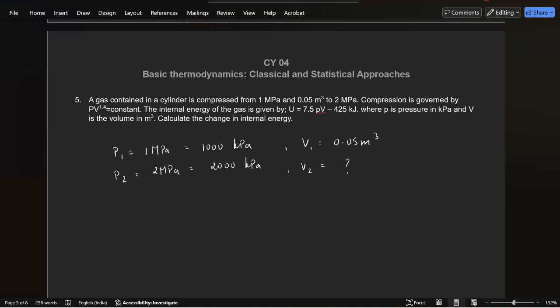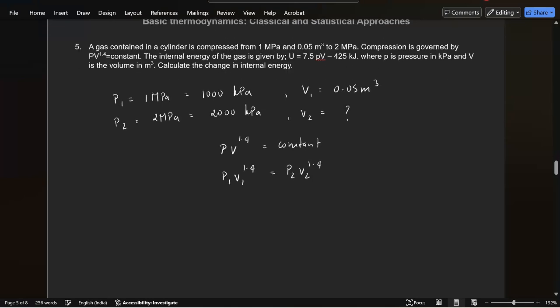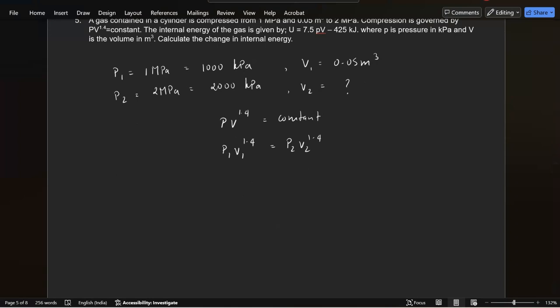And then they have given us the relation also. So P V power 1.4 is equal to constant. Okay. So since it's a constant, P1 V1^1.4 is equal to P2 V2^1.4. Now we need to find out V2 so that we can calculate the internal energy from there. So V2^1.4 is equal to P1 V1^1.4 divided by P2. Okay, I'll just substitute the values. 1000 kilopascal times 0.05 meter cube to the power 1.4 divided by 2000.